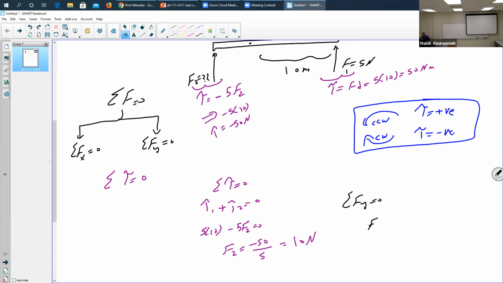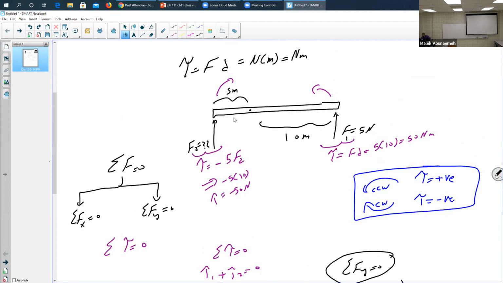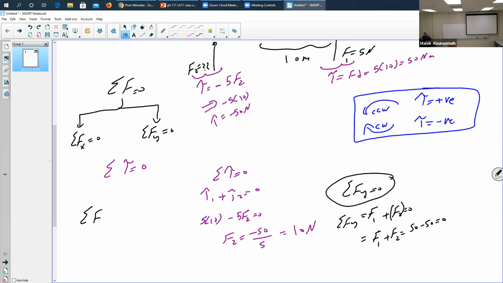Your F1 is positive because it's going in the positive direction, plus F2 equal to 0. Now, in this case, F1 is positive, F2 is positive. That means your sigma torque is going to be 50 minus 50, which is 0, and that's what we need. And we don't have any forces in the x direction going in. So your forces in the x direction are going to be 0.